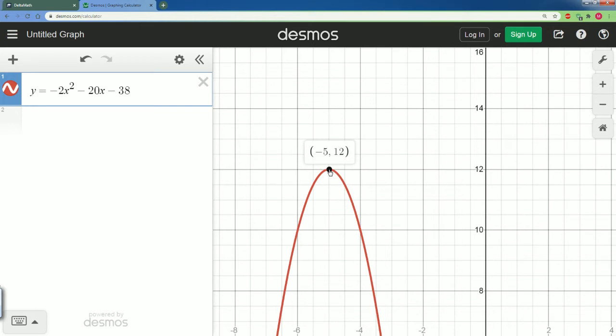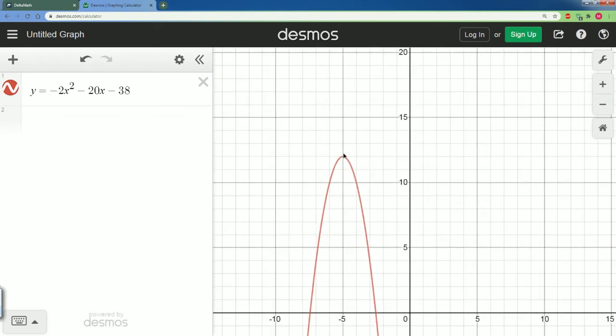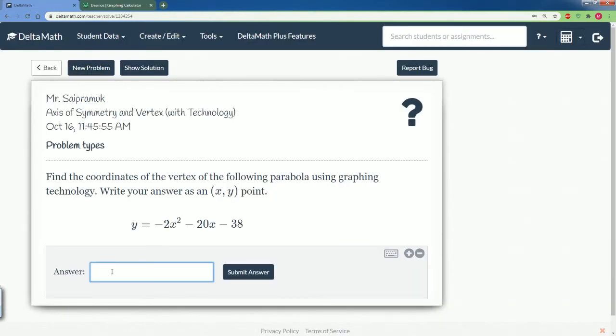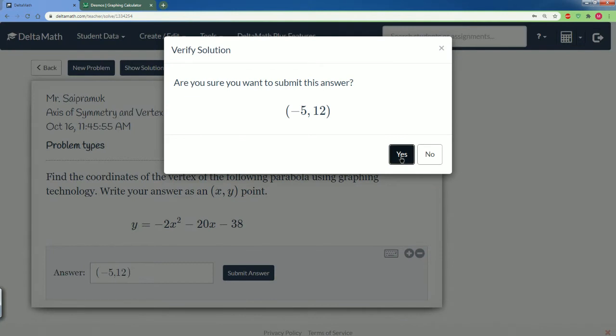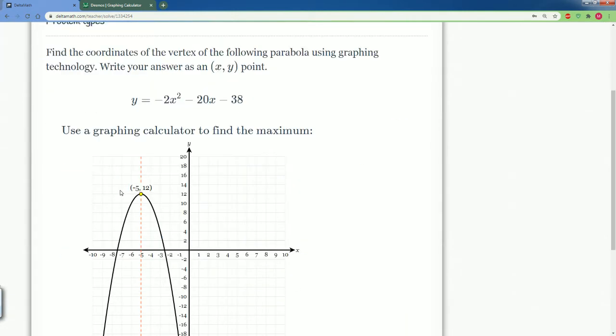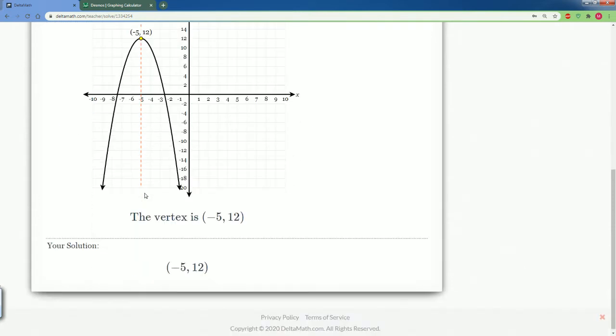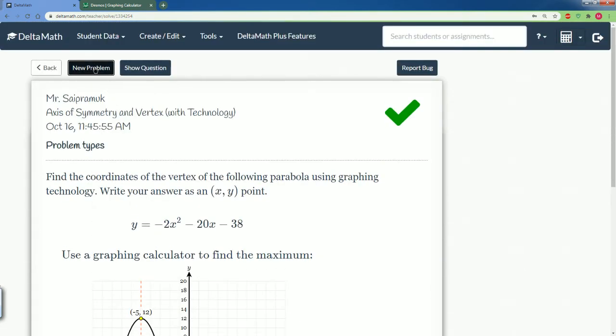All right, so the point here is the vertex. The vertex is defined as either the minimum or the maximum. For this, it is the maximum, and it is at negative 5 comma 12. So we write negative 5 comma 12. Okay, good. Let's just hit submit. Hit yes. That is correct. The point is negative 5 comma 12. That is the vertex. Let's go to the next problem.